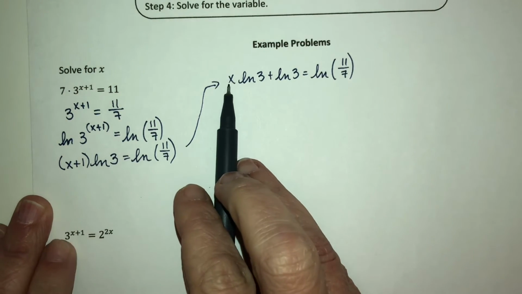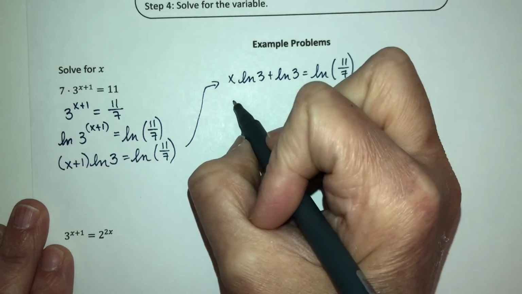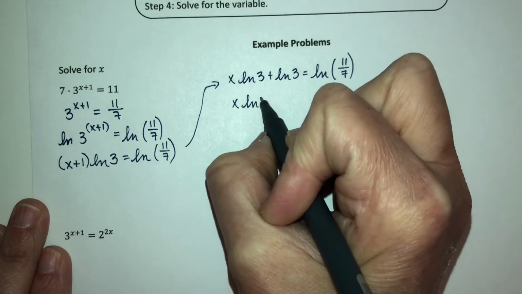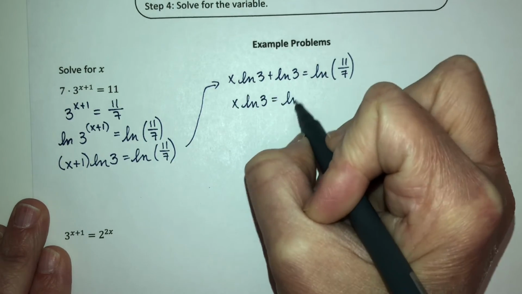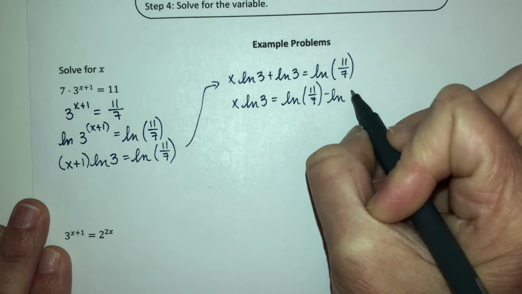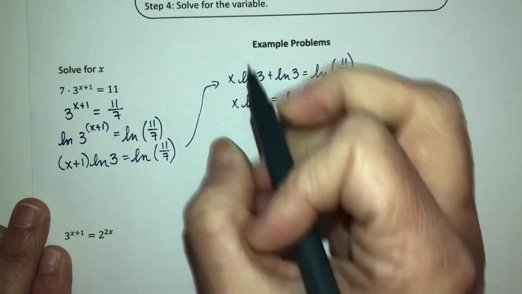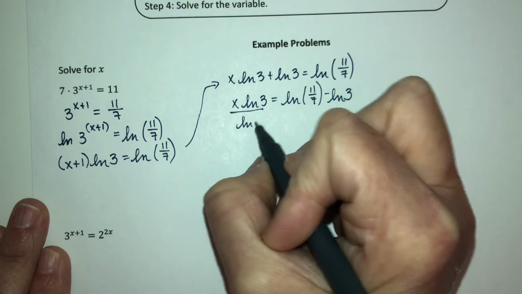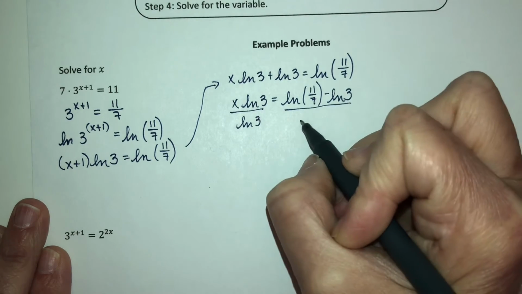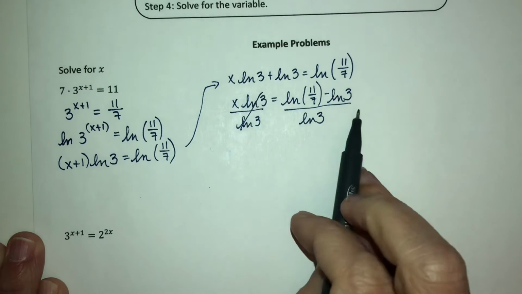Now we want to get this x by itself, and this is just a number, so I'm going to subtract it from both sides. Okay. Now to get this x by itself, I'm going to divide both sides by natural log of 3. Okay, and that's my x value.